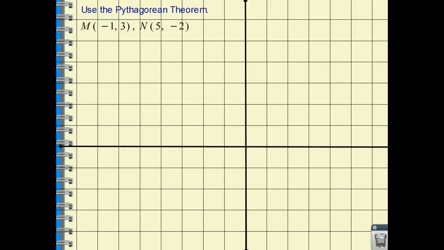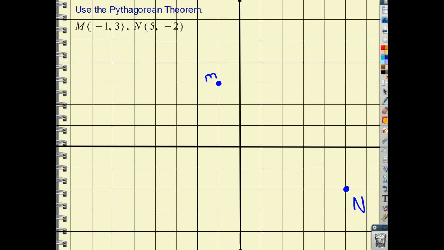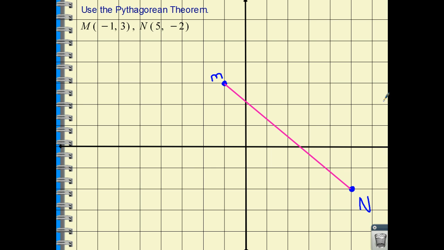So let's plot -1, 3, -1, 1, 2, 3, and we'll call that M. And then we have 5, -2, 1, 2, 3, 4, 5, 1, -2, and we'll call that N. Take out a straight edge, and we'll connect those 2 points. And we need to find the distance in units between those 2 points.